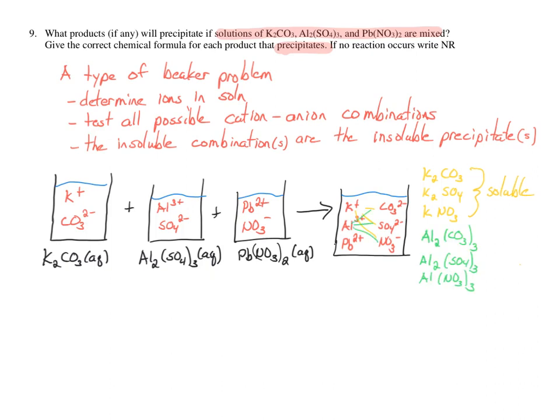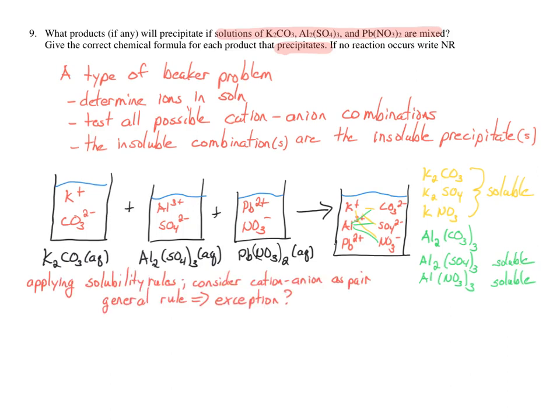These are all the possible combinations with the aluminum ion: aluminum carbonate, aluminum sulfate, aluminum nitrate. We consider the solubilities of each of these. Aluminum nitrate is going to be soluble because all nitrate compounds are soluble. Most sulfate compounds are soluble. Aluminum sulfate isn't one of the few exceptions, so we know that this is also soluble.